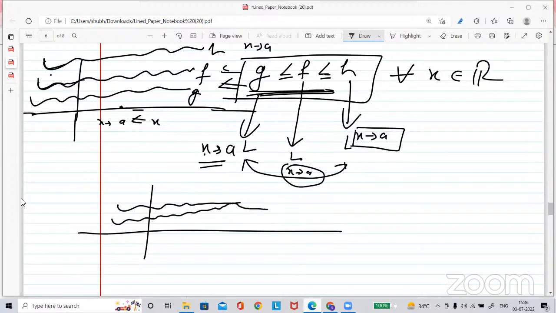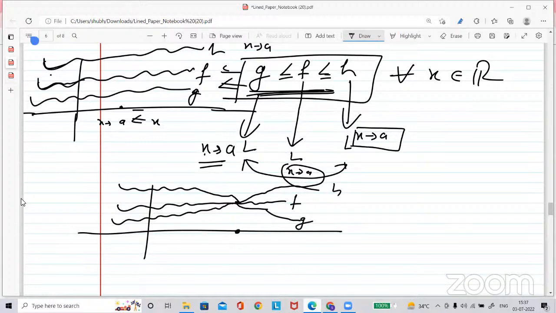Okay, again it is back to here. Still your f is like this. And what is happening here? Your h is like this and back to here. So this is your h, this is your f in between, and this is your g.